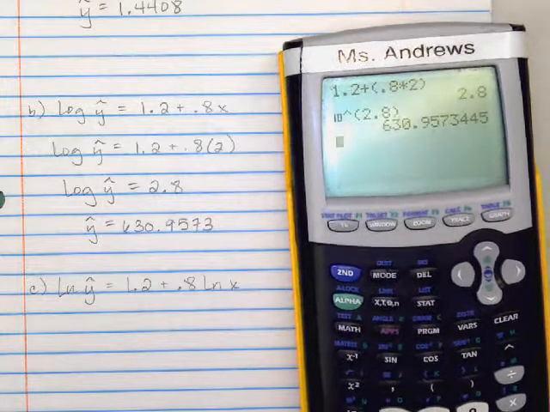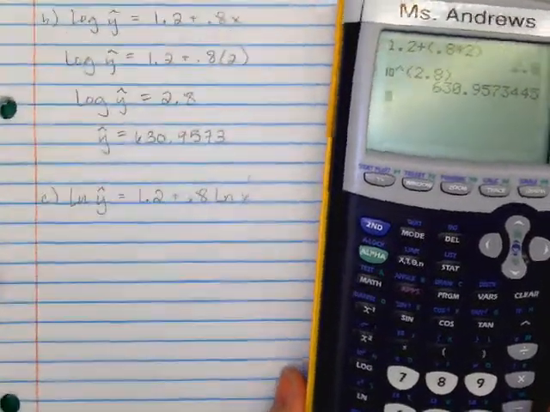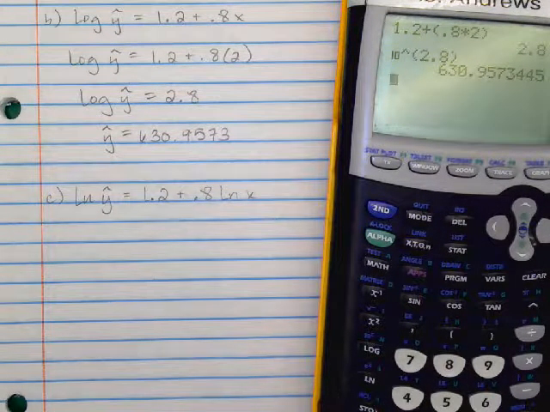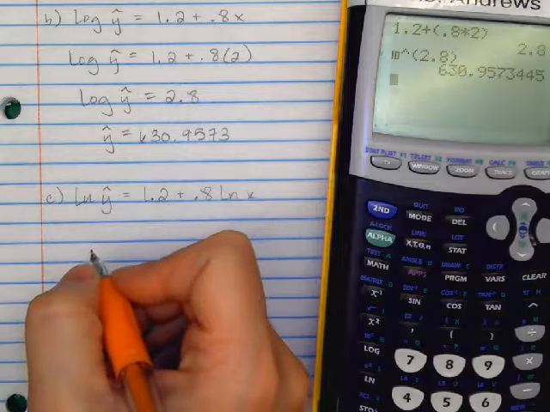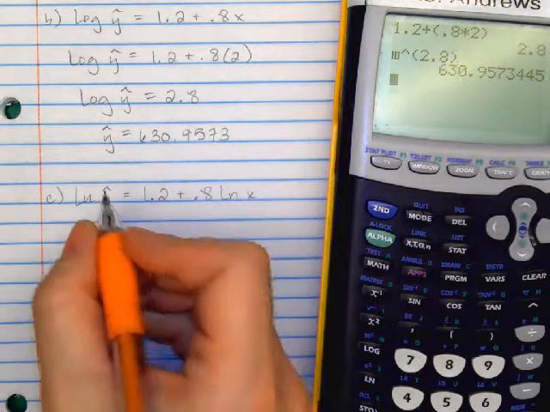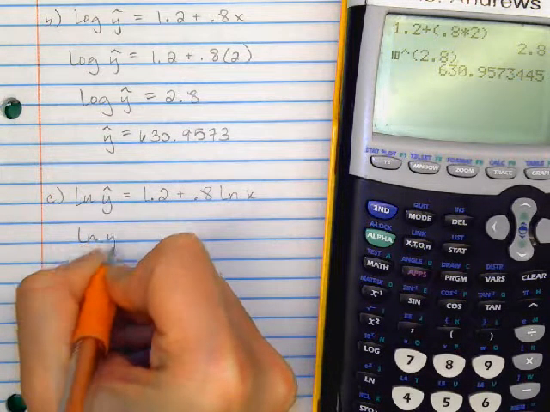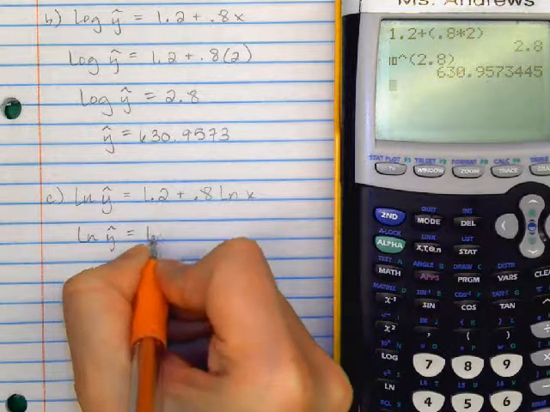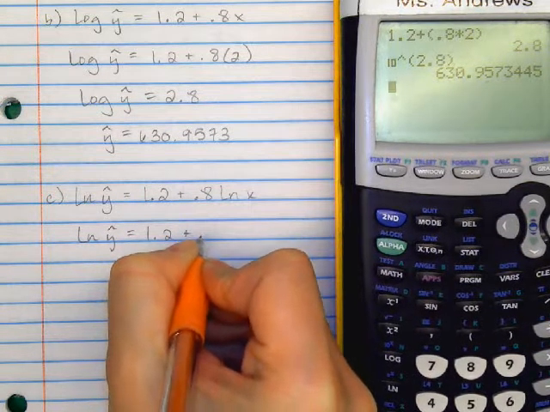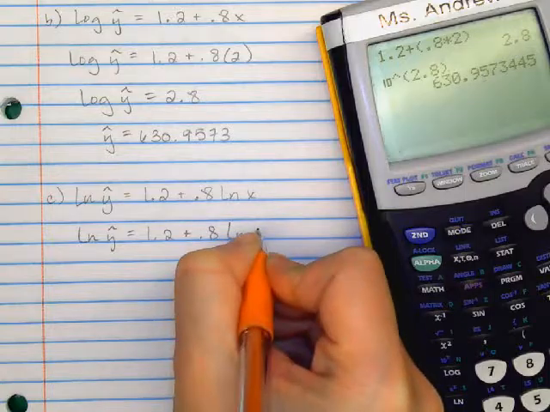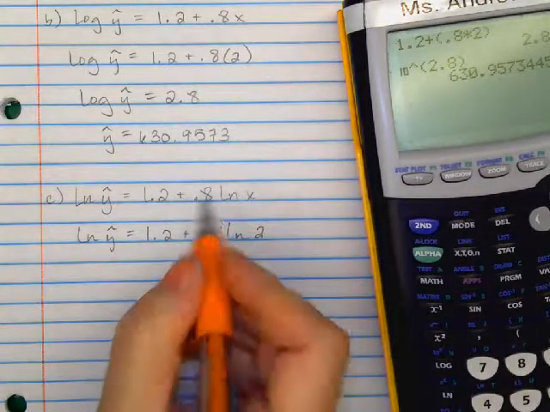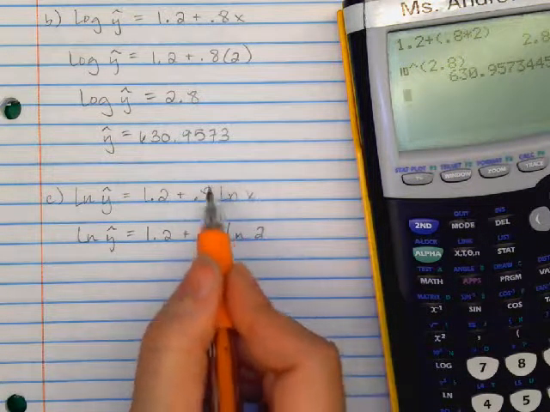All right, so ln of our predicted y, 1.2 plus 0.8 times the natural log of 2. Make sure you pay attention to stuff like this. For some reason, when it's in there with x, a lot of people tend to miss it. So make sure you're paying close attention to re-express data. So 1.2 plus 0.8 times the natural log of 2. So 1.7545.